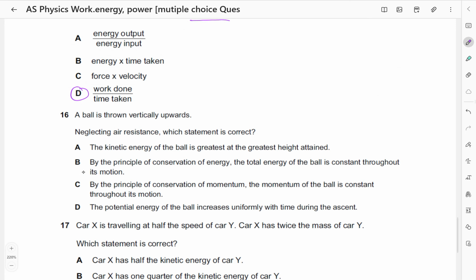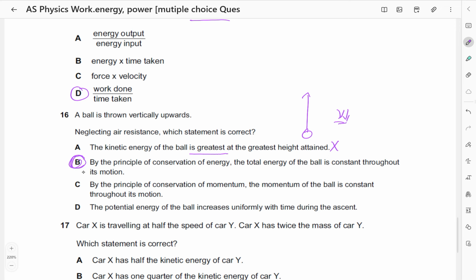The ball is thrown vertically upwards, neglecting air resistance. Which statement is correct? The kinetic energy of the ball is greater at the greatest height. That is not true. Velocity decreases as the ball goes upwards, and kinetic energy depends on velocity. By the principle of conservation of energy, total energy of the ball is constant throughout its motion. Of course, this is correct.